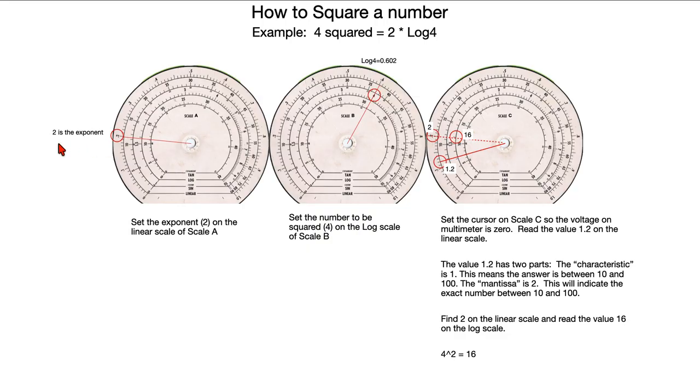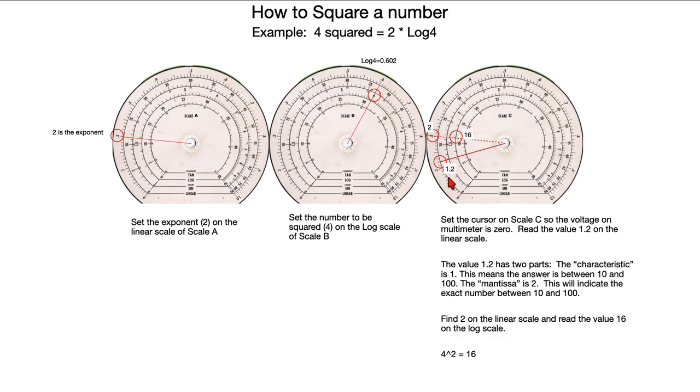Okay, so in effect what you're doing is you're multiplying 2 times 0.6, but you don't have to look up the log. The log scale does that for you. So you just put the cursor on 4 on the log scale. So you know that 2 times 0.6 is 1.2. So what you do is you turn the knob on scale C so that you get 0 reading on the ammeter, and what you'll see is the answer is 1.2.